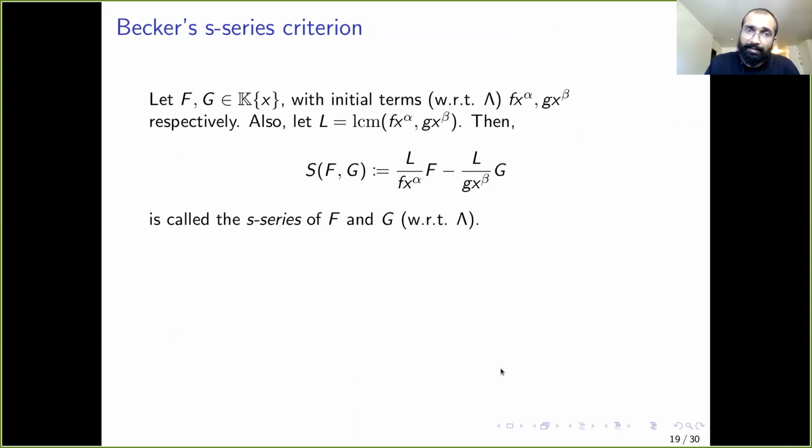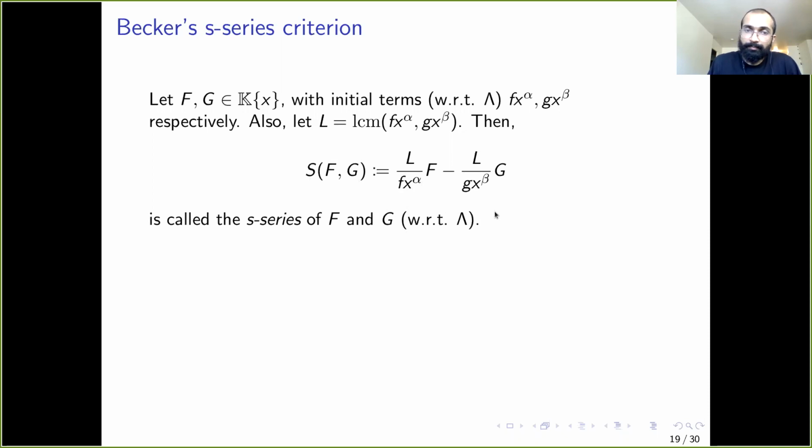The other piece that we'll need in order to present this criteria for determining standard basis is the notion of an S series. So if you have two power series that have initial terms F x to the alpha and G x to the beta with respect to some lambda, and you let L be the least common multiple of F x to the alpha and G x to the beta, we define the S series of F and G as L over F x to the alpha times F minus L over G x to the beta times G. And this is all with respect to some ordering determined by lambda.